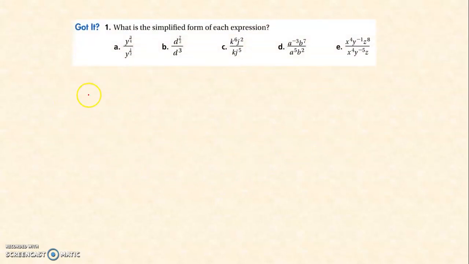Next, we have here letter A, y raised to 3/4 divided by y raised to 1/2. Okay, they have the same base, so all you need to do is subtract the exponents. But you might say that it is difficult because of the exponent, which is a fraction.